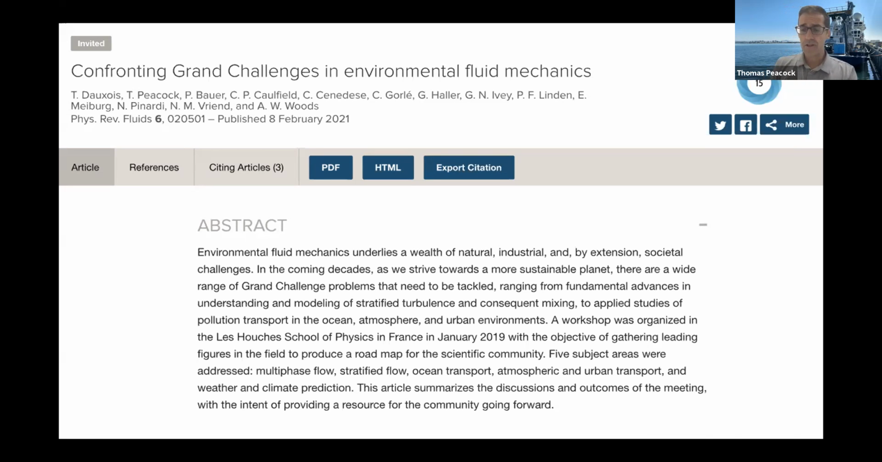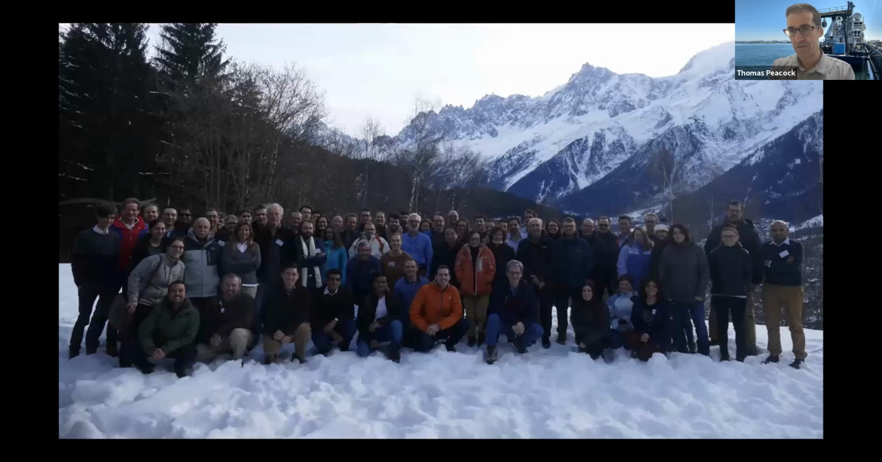Our message of the workshop was to pick 5 key focus areas, and you will hear about them. We have presentations on multi-phase flow, stratified flow, ocean transport, atmospheric urban transport, and weather and climate prediction. Here's a quick picture from the workshop, when we were able to meet and have these gatherings back in 2019, and hopefully this will all be the norm again soon. I will particularly call out a thank you to Thierry Dossois at the front here, my co-organizer of the workshop, who really helped make this happen and pull it together. He helped lead the article very much too as well.